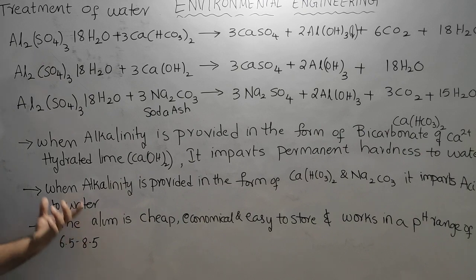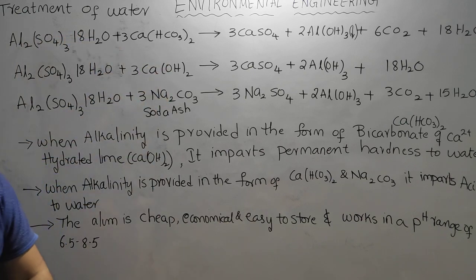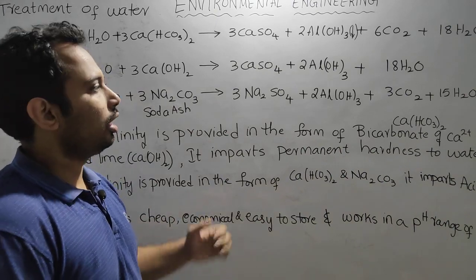That is why alum is generally fit for treating raw water which is fit for drinking. So these are some important points in terms of alum and its reactions. Now next, how to find this alum dosage. If there is impurity in the lime, then generally we need to procure more lime, that I will explain.